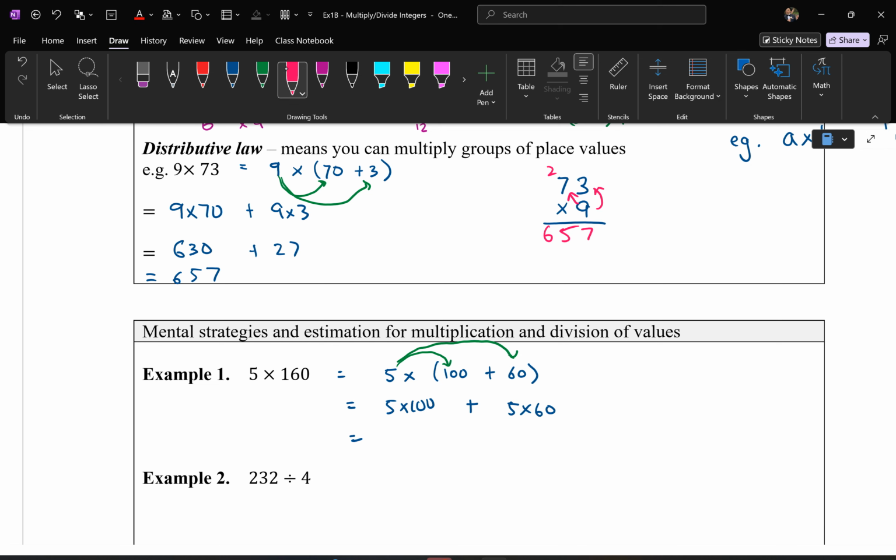Let me try to remember names here. Who have I got? Edison. What's 5 times 100? 500. Very good. So we got 500. Plus, what's 5 times 60?